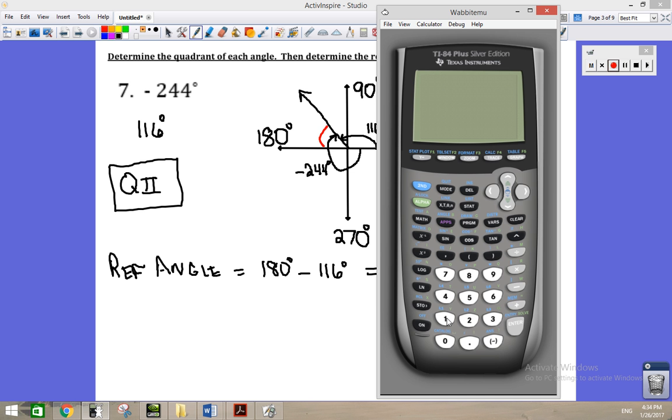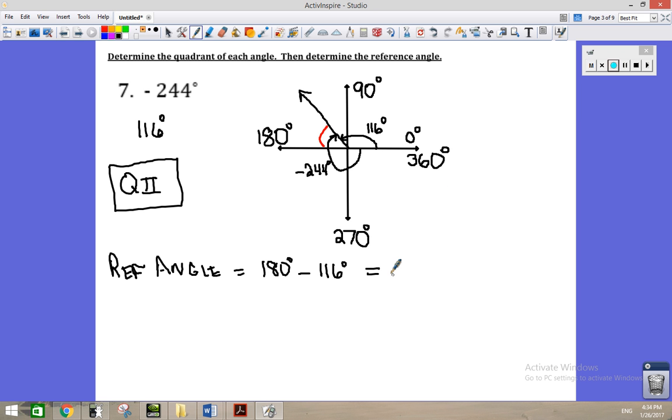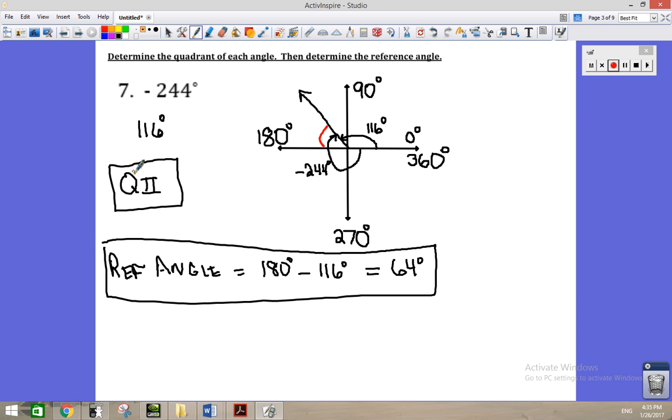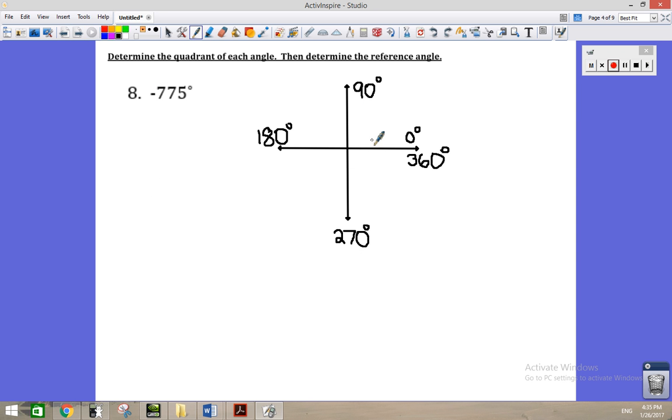Let's jump to the calculator, to avoid an arithmetic error. 64 degrees. That's an acute angle, and that's in red right there. That's the 64 degrees, the angle that this terminal side makes with the x-axis. If you're in quadrant 2, the reference angle will always be 180 degrees minus the measure of that angle that is between 90 and 180 and lies in quadrant 2.